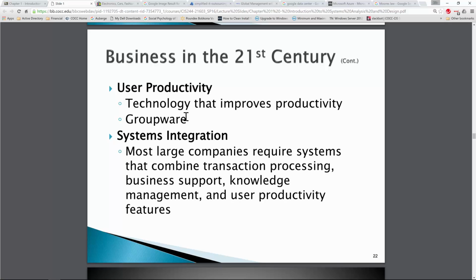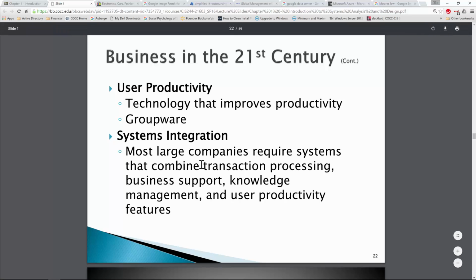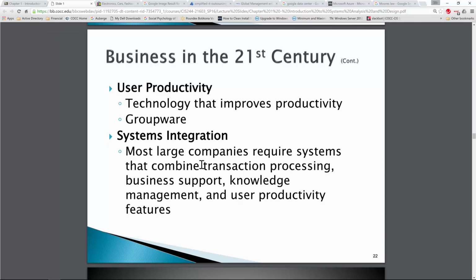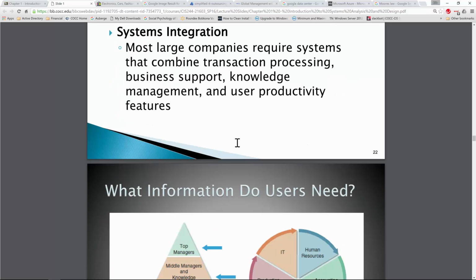So system integration, most large companies require systems that combine all of these things together, essentially an ERP system. McDonald's, for example, yes, they have a point of sale system. When they sell a hamburger, they know they need to replace it in inventory. They know down to the minute how many hamburgers they're going to sell on Monday. They have trending. They know what their uptime is, what their downtime is, what their process time is. It's all in these systems, all generating a huge amount of data that we can then create information from by simply asking the right question.